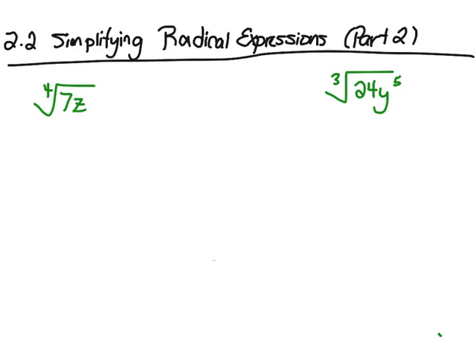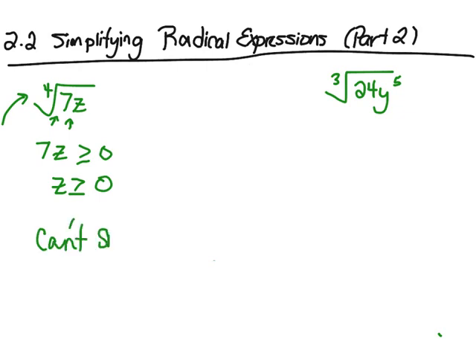For this one, we have a fourth index, so we need this to be positive. That means that z has to be positive. And because this is a prime and this is a prime value, we know that we can't factor or simplify anymore.